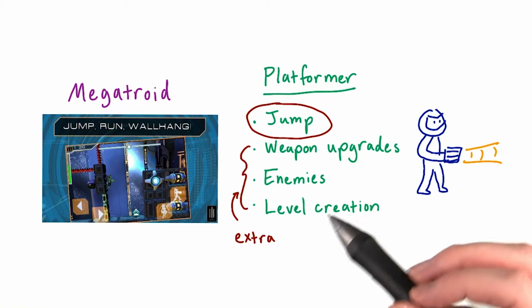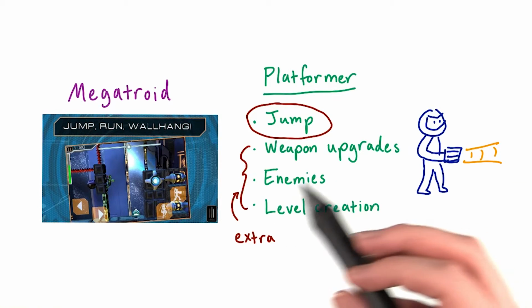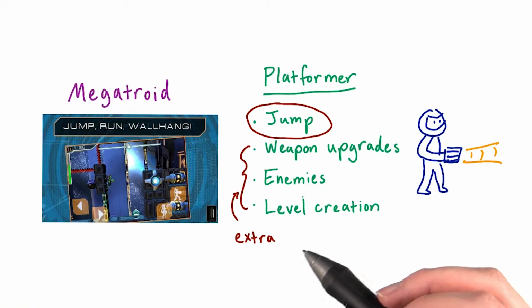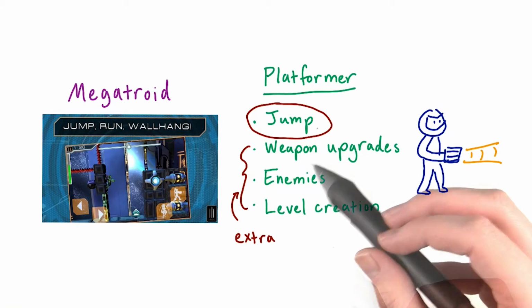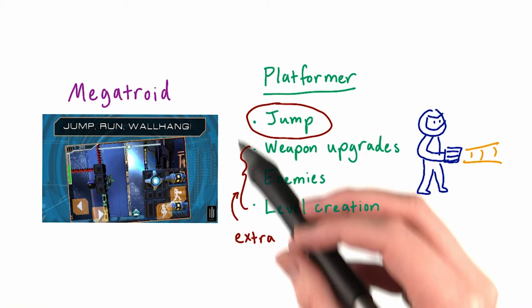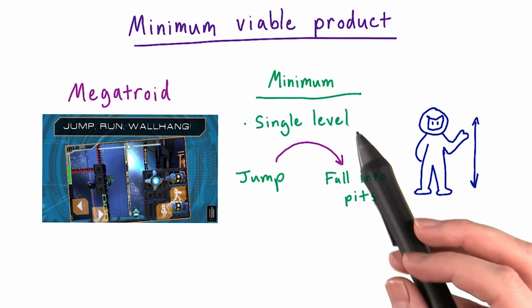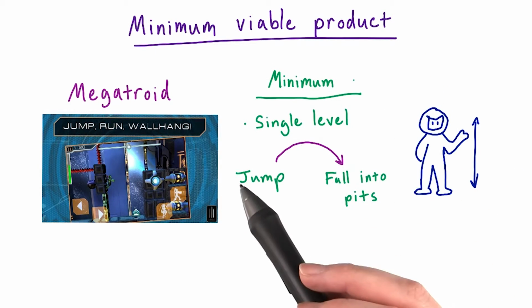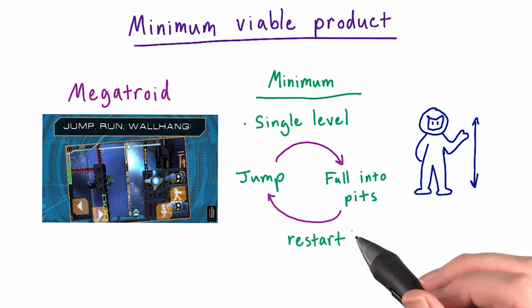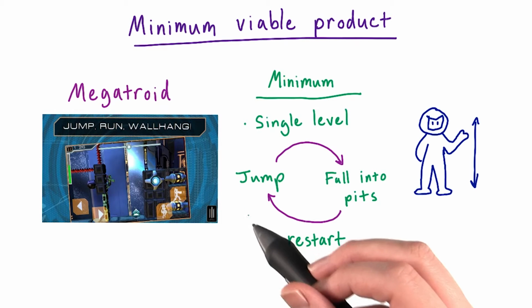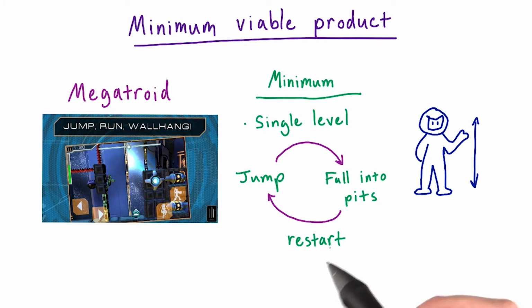To test the foundation of the game, we need to remove all the enemies, items, and extra levels, all the things that are nice to have, but not necessary to have. And what we're left with is a single jumping platform game. To make a Megatroid minimum viable product, I would include just a single level where I can move and jump and fall into pits. I might also include an easy restart for the game. This defines the basic structure of my game.